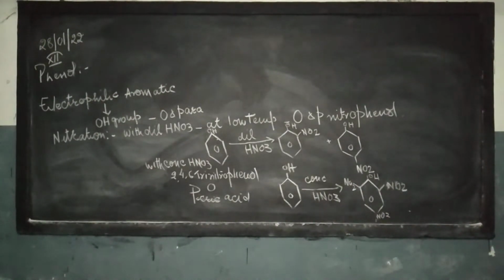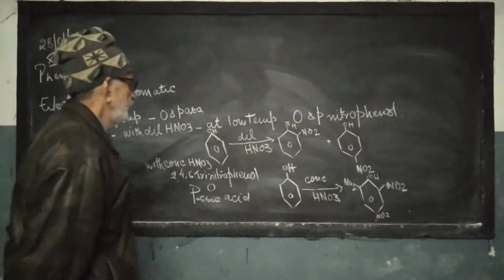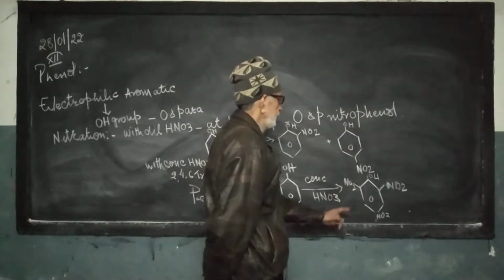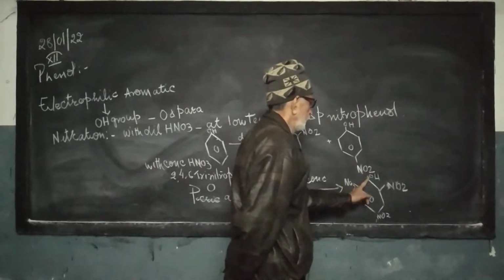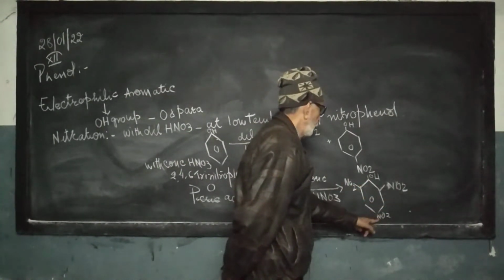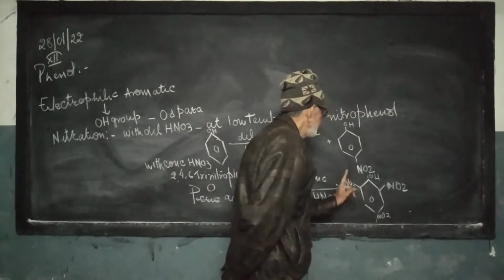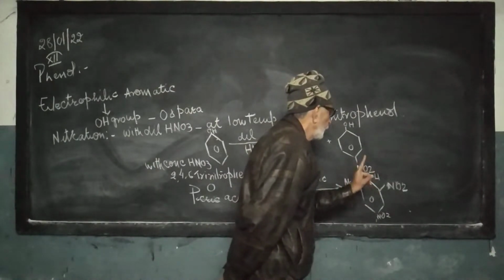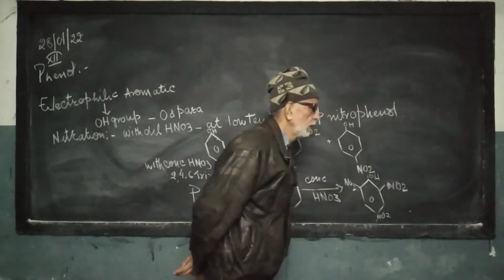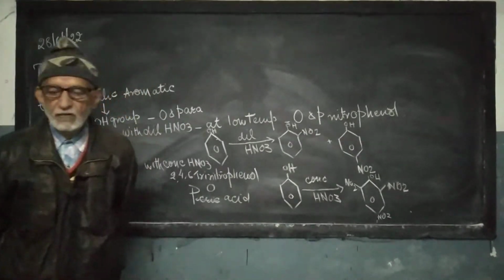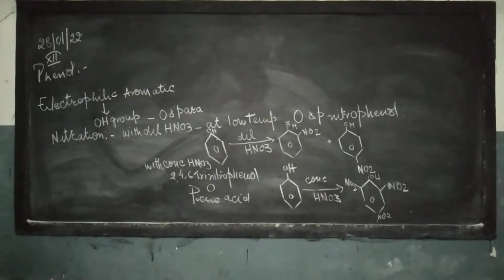So this is your phenol. Treating it with concentrated nitric acid. This one is 1, 2, 3, 4, 5, 6, so 2, 4, 6 trinitrophenol, also called picric acid. Please revise nitration as many times as you can.